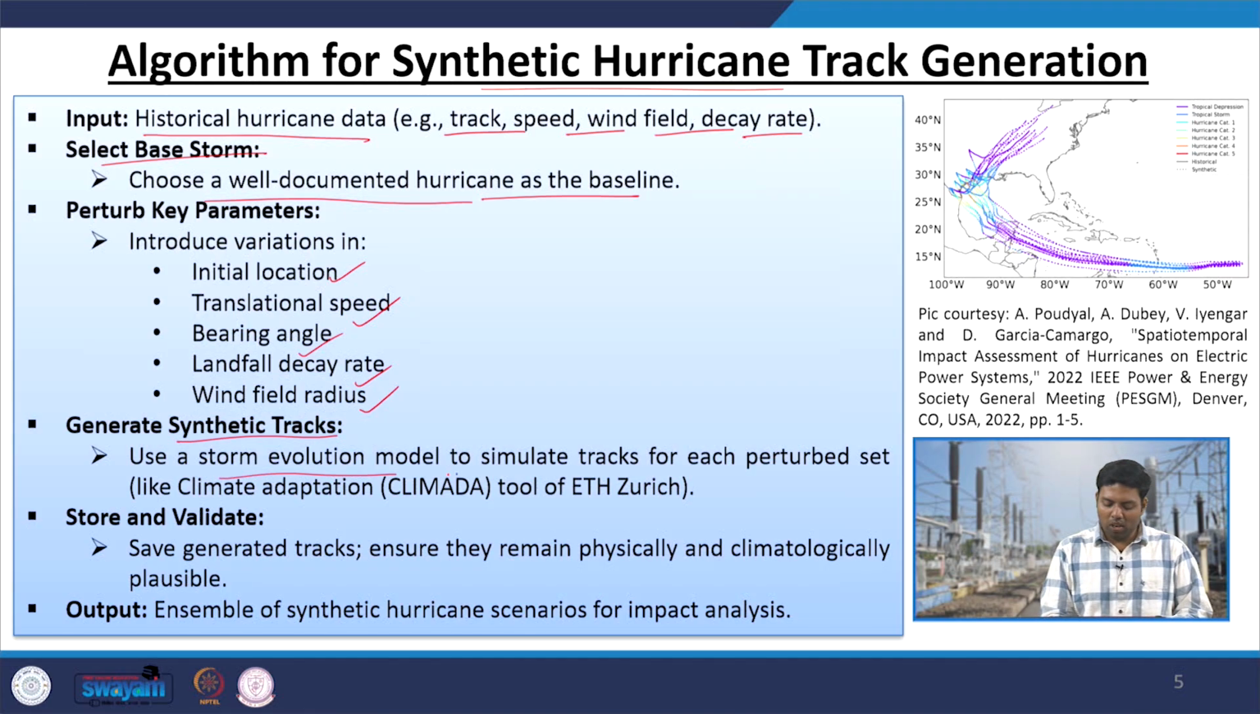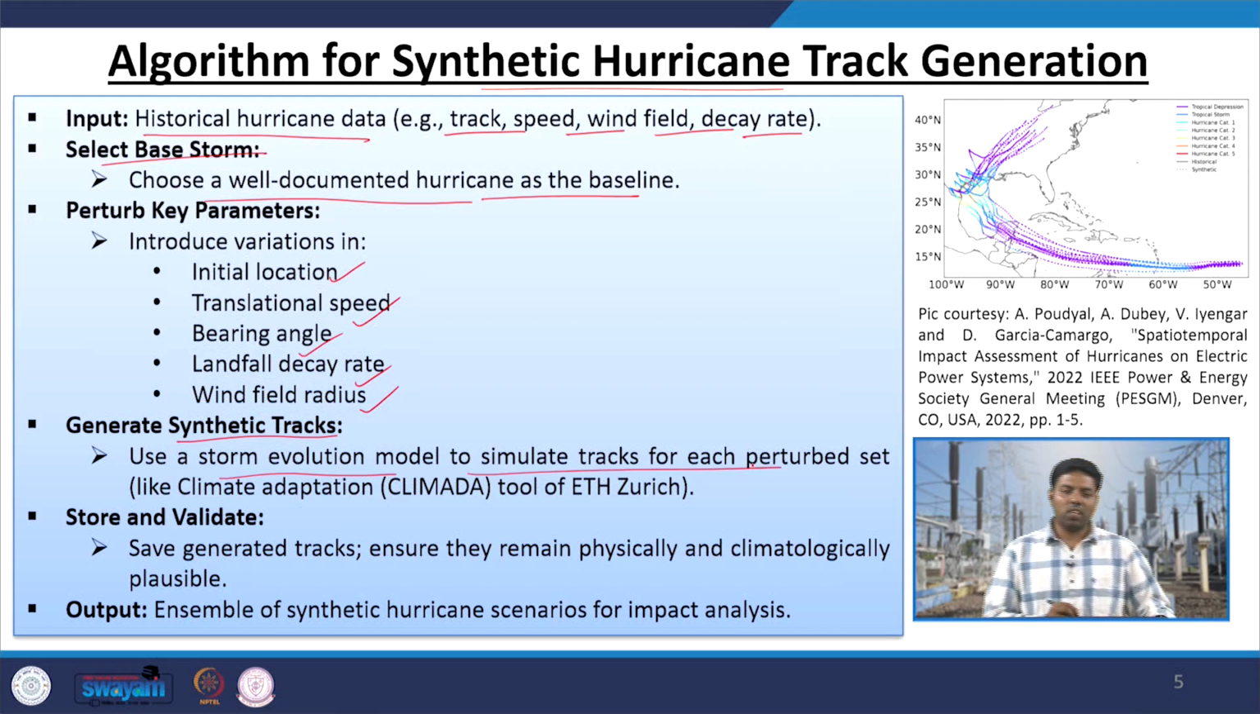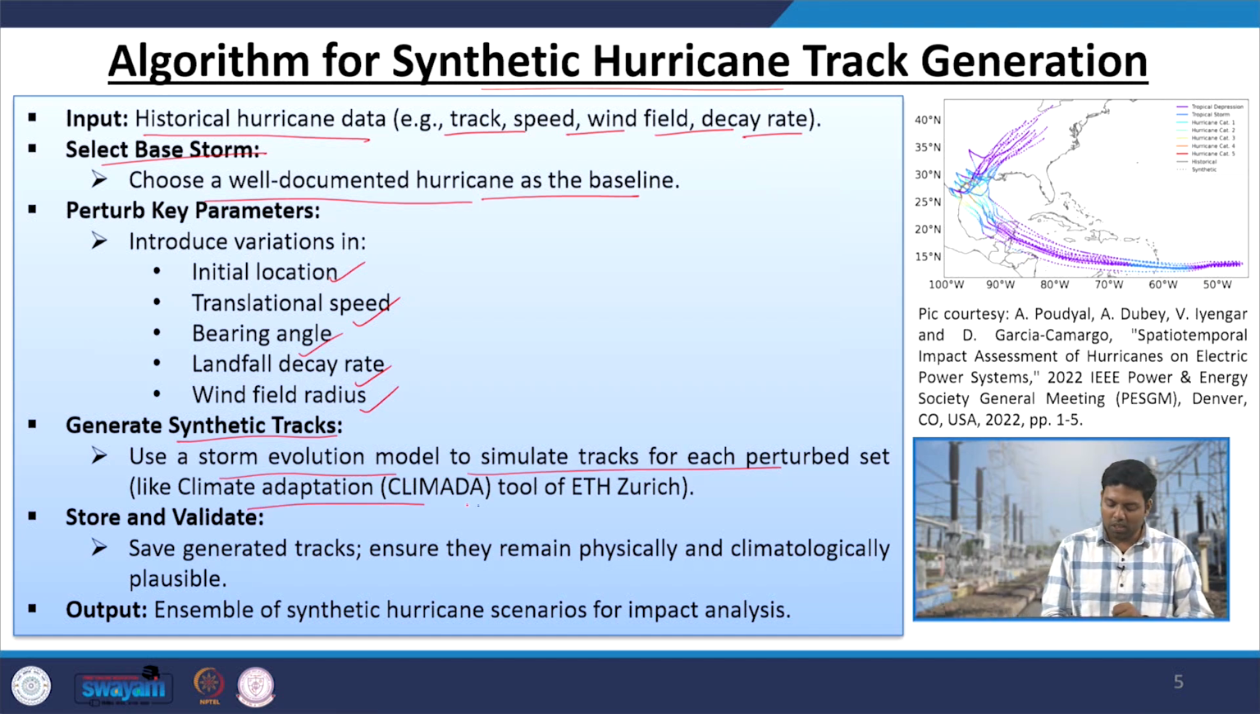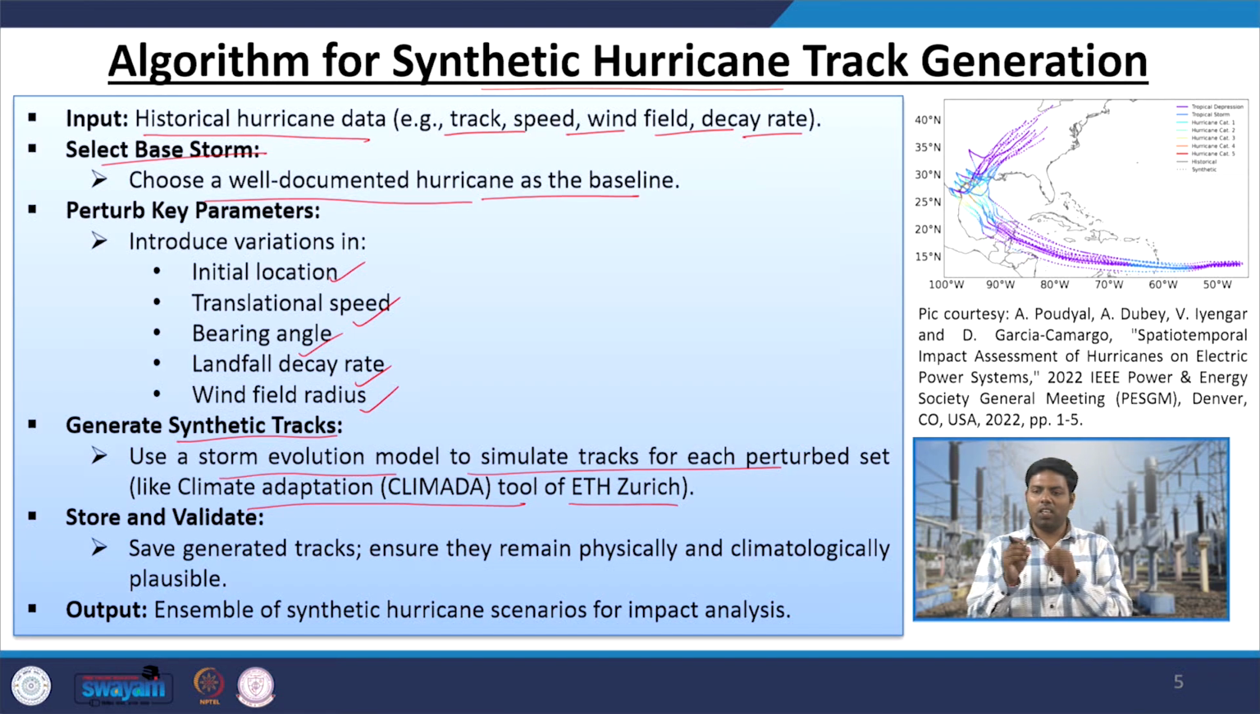Use a storm evolution model to simulate the tracks with each perturbed set. Take the perturbation data and then fit it to a climate adaptation tool developed by ETH Zurich. That model is very good for simulating the hurricane tracks. You can fit the input data there and you can generate your own synthetic hurricane tracks.